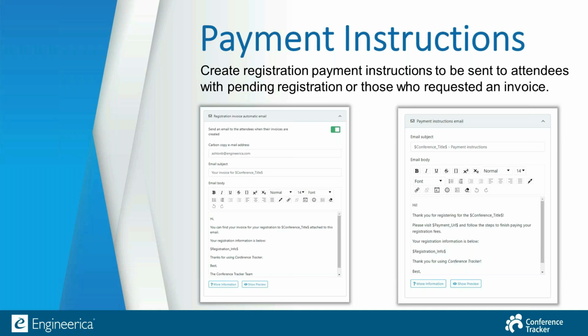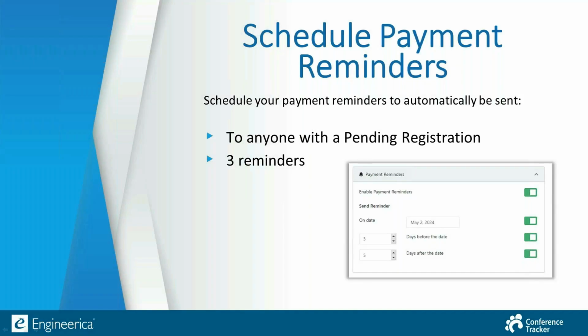But you want to make sure you set up these instructions because next we talk about scheduling those payment reminders. Once you've set your reminder and what information you want the attendee to receive to complete their payment, you're going to be able to schedule it to any attendee with a pending registration, and you can set up 3 different reminders: on a certain date, so many days before that date, and so many days after that date as well. And as I mentioned, you can also manually send those instructions to your pending registrations. I think Garrett is going to be going over that with you as well.